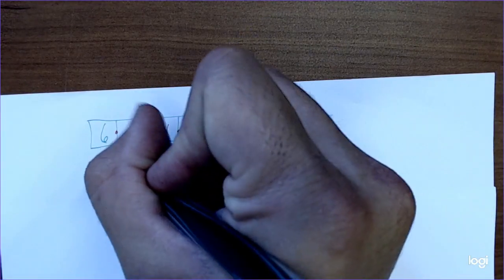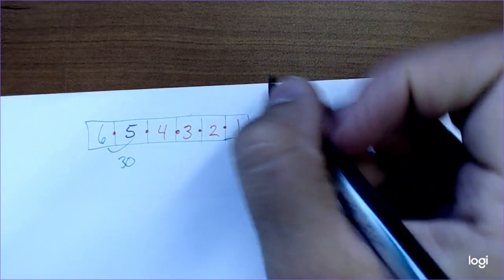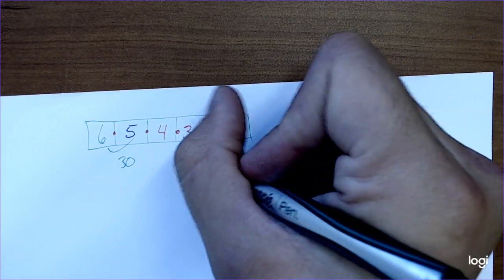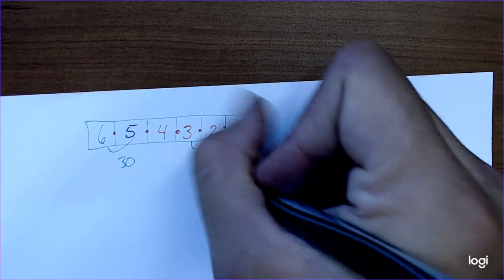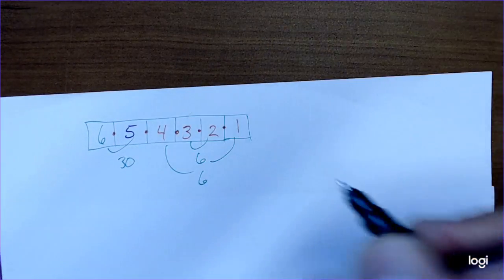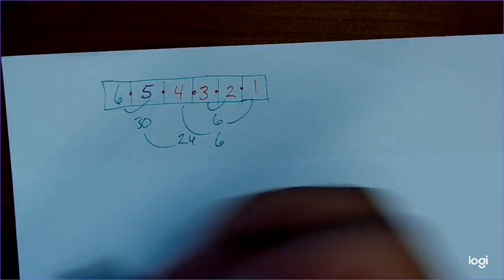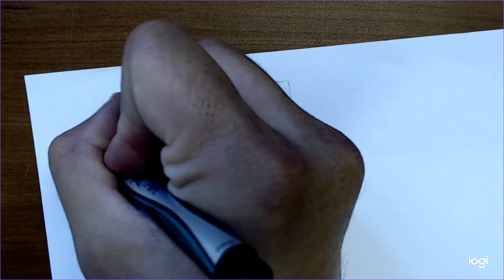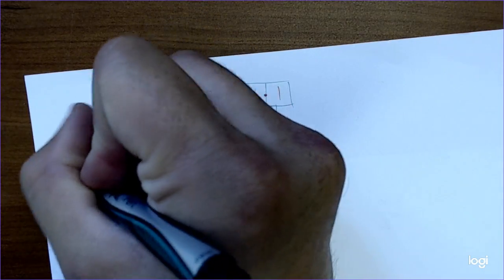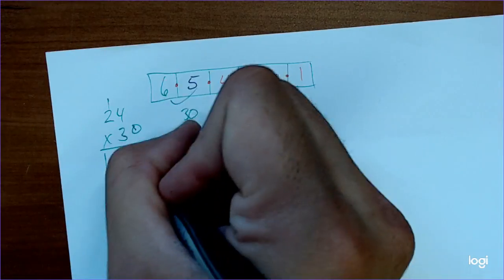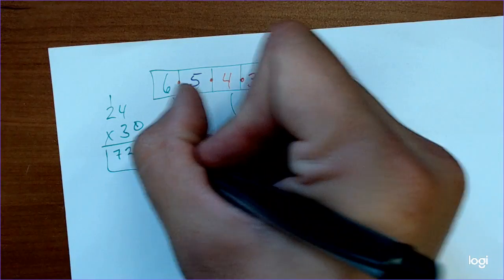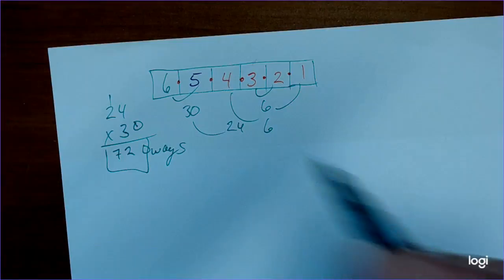So let's see here, 6 times 5, I know that's 30. I know 3 times 2 is 6, 6 times 1 is 6, and I know that 4 times 6 is 24. And then 24 times 30, okay, that's a little bit of a tough one. We'll do 24 times 30. Bring down the 0. 3 times 4 is 12, 6, and 7. So 720 ways for me to organize 6 books on a shelf.